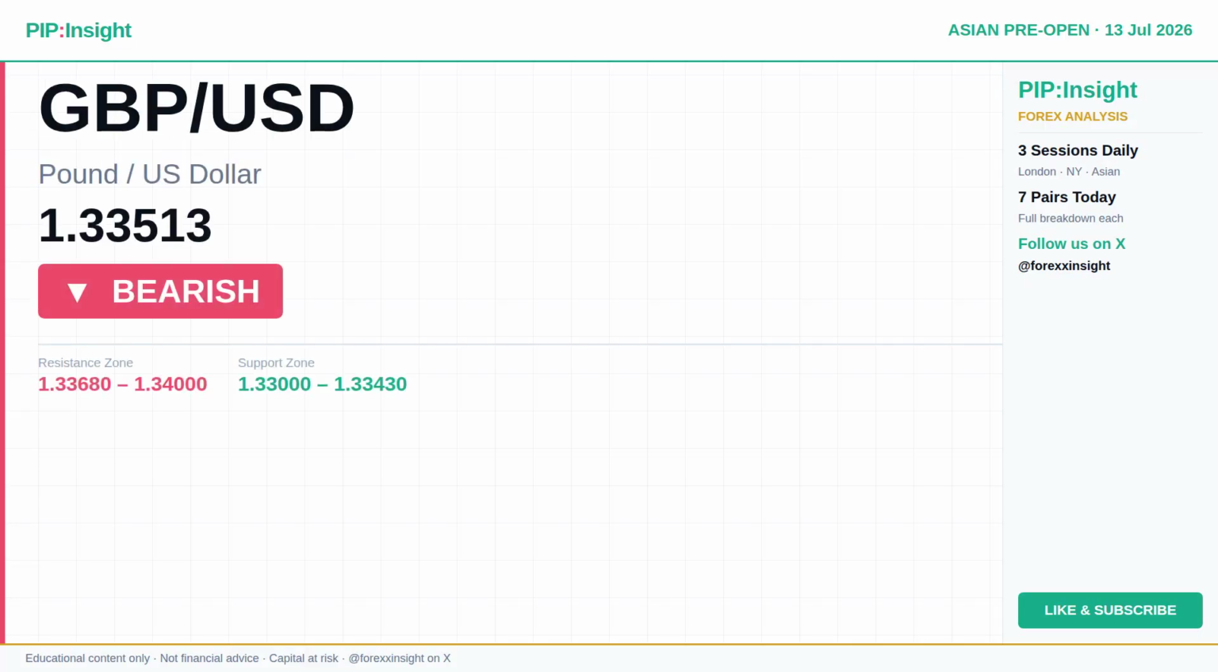Pound dollar. The chart is showing bearish structure on this session. The 4-hour trend is to the downside and the 1-hour is also pointing lower. Resistance is marked between 1.3368 and 1.34. Support is marked between 1.33 and 1.3343. Here is the full chart breakdown.